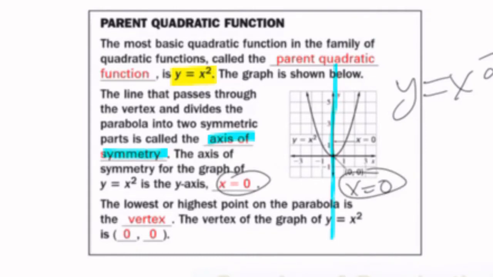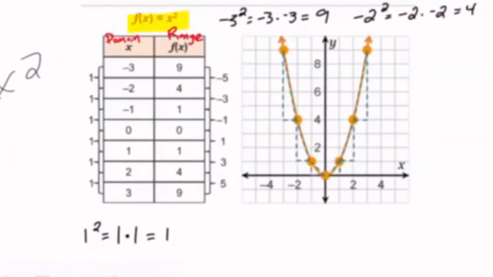The lowest or highest point on the parabola is the vertex. In this case, the vertex is a minimum because my parabola is opening upwards. The vertex is at the origin, 0, 0. Let's take a closer look at the parent function of a quadratic, f of x equals x squared, or y equals x squared. As shown, we have the table and the graph. Looking at the table, let's take a look at what's going on.